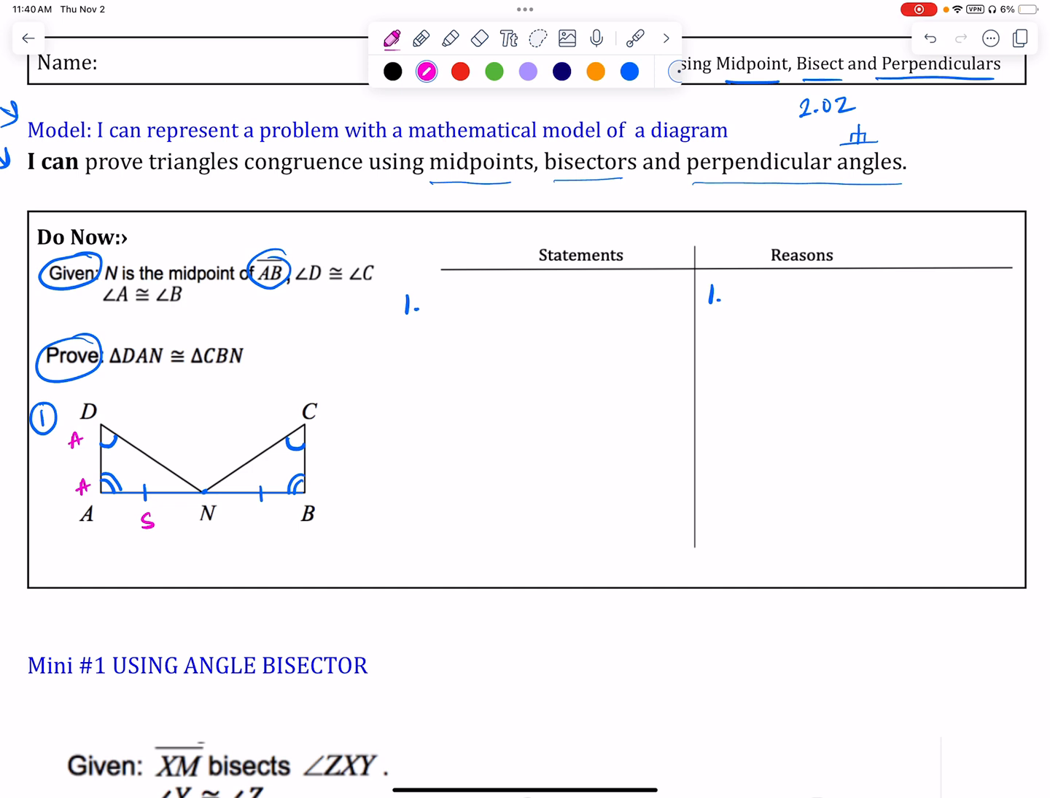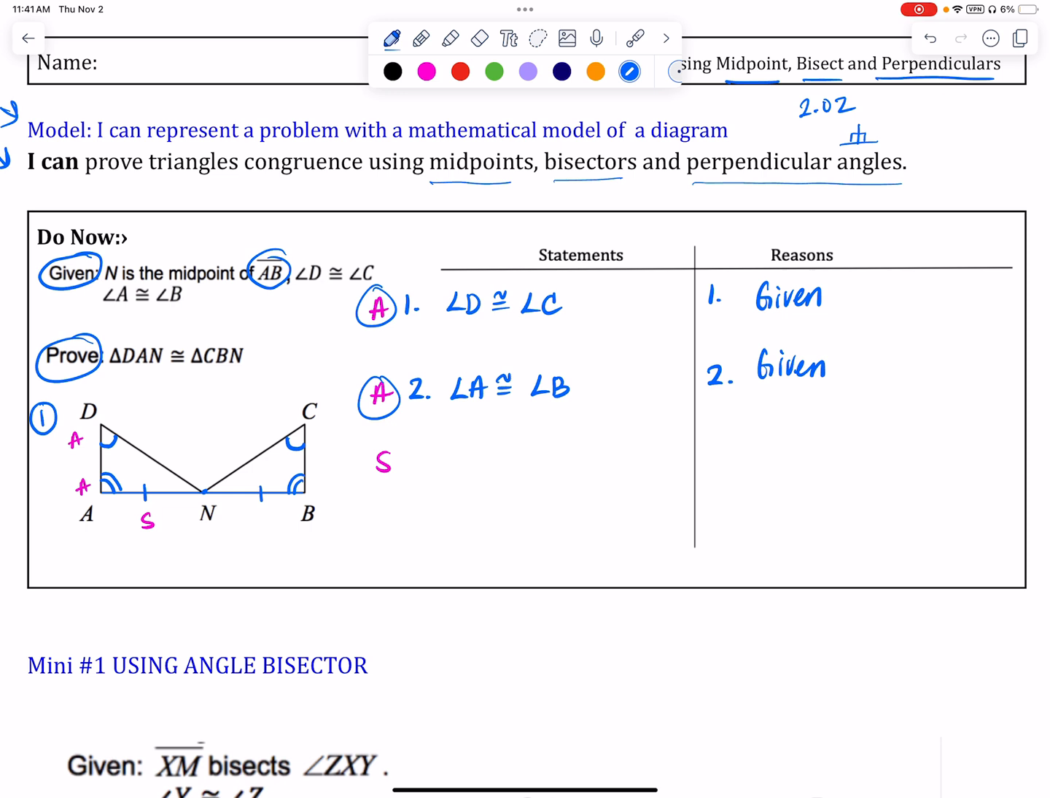So I'm gonna write my compass: angle, angle, side. Sometimes it will not match exactly by row, but let's check it out. First, we need one angle. Angle D is congruent to angle C. Another angle is angle A is congruent to angle B, and both of these are givens. You could put it all in one line, but I just like to follow the compass.